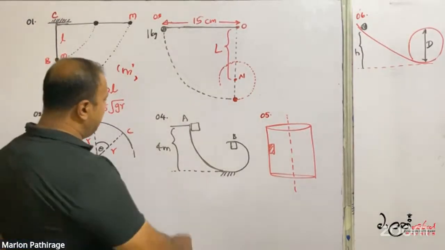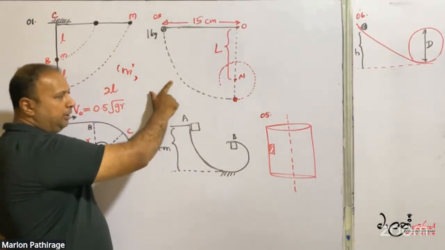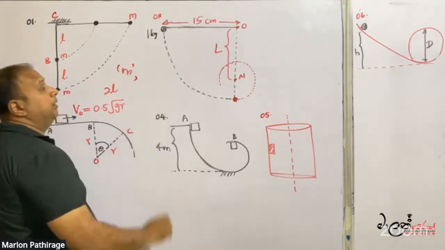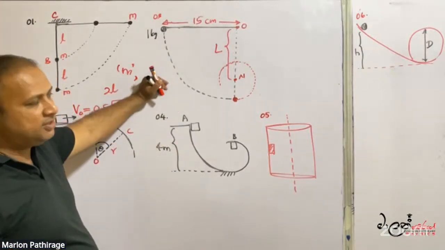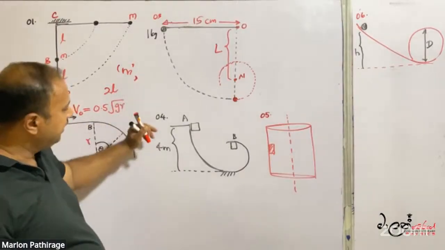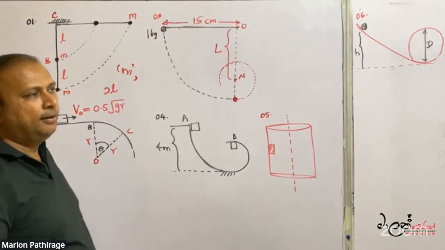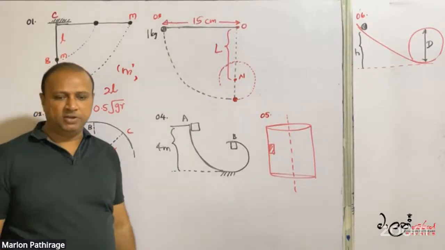Okay. Then the next question. You have to leave a space to draw this figure. Then write question number 4.